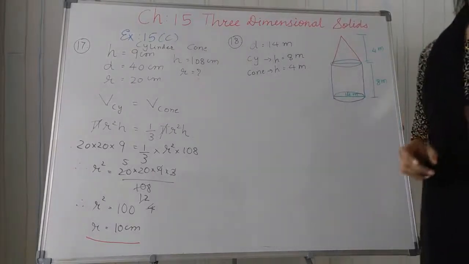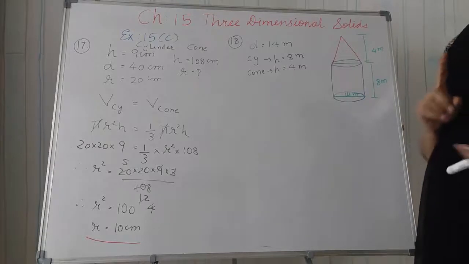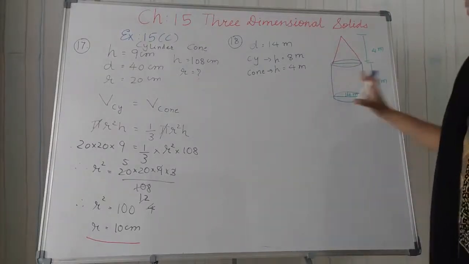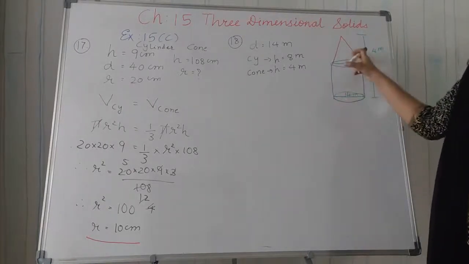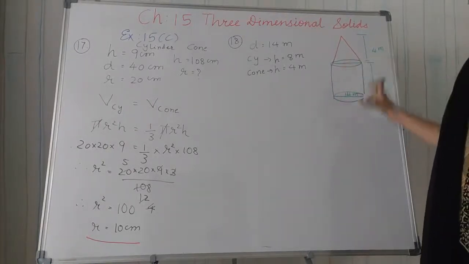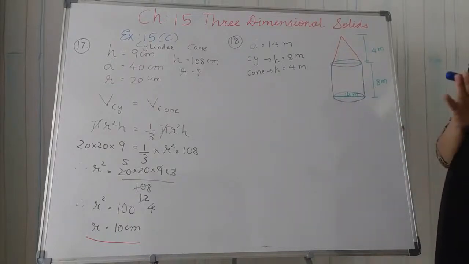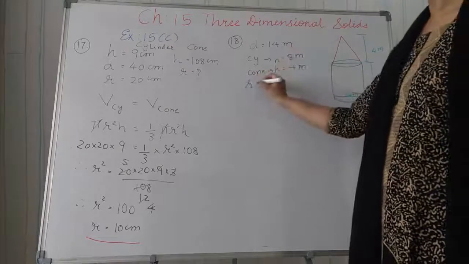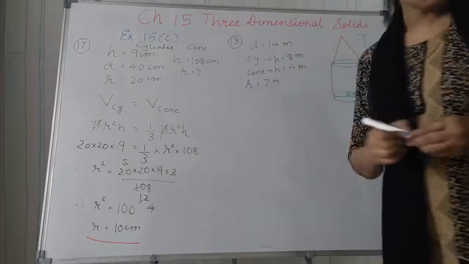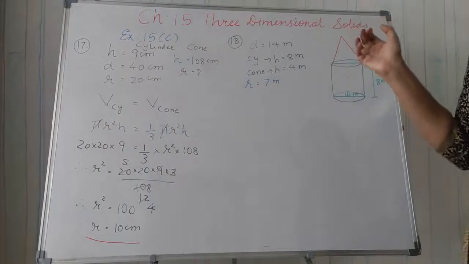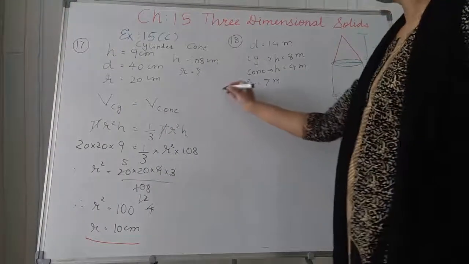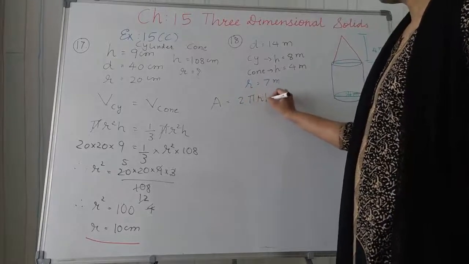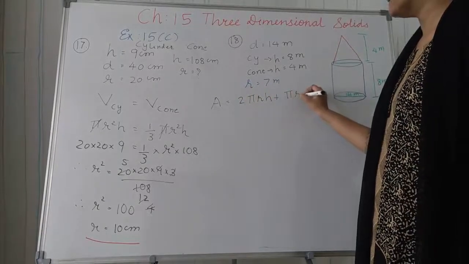So students, we need to get the area of canvas. It means only the curved surface area. Curved surface area of cylinder plus curved surface area of cone. Because the base is not made up of canvas. So we have to find accordingly. First I write radius is equal to 7 meter for both. That is common in both. So I write first, area is equal to 2 pi RH plus pi RL.